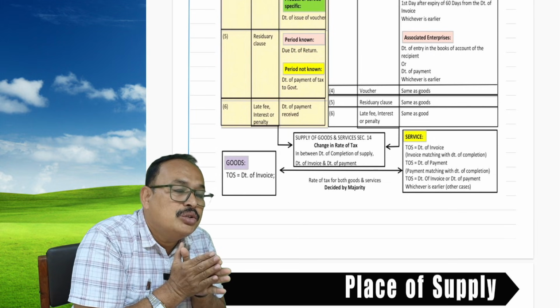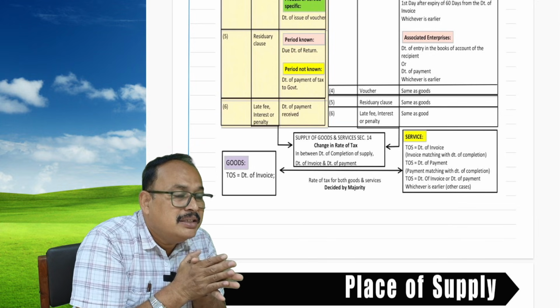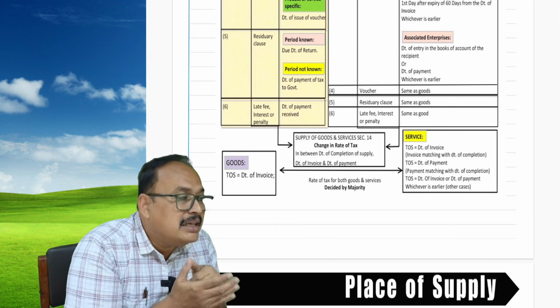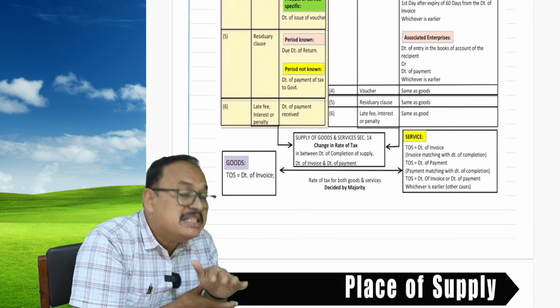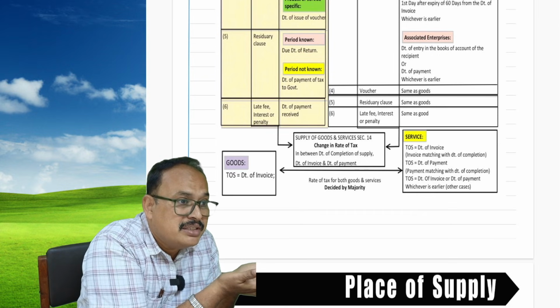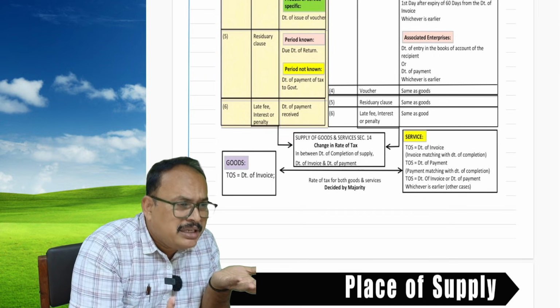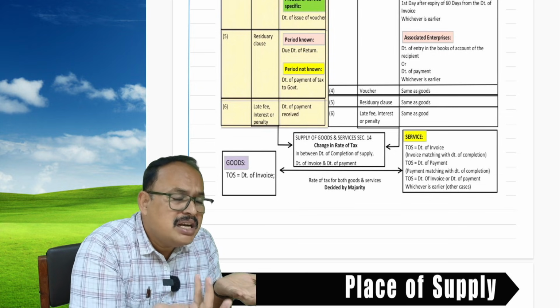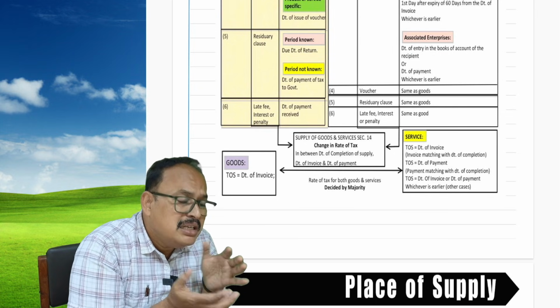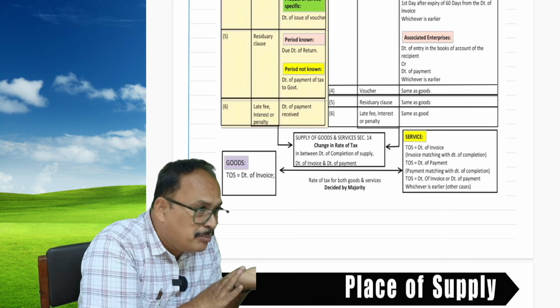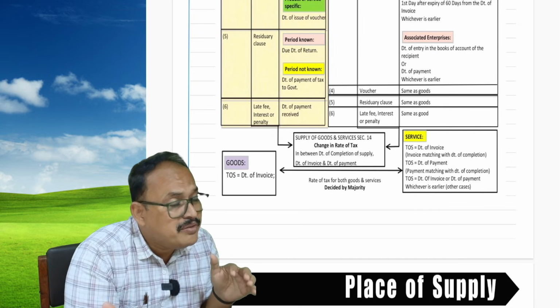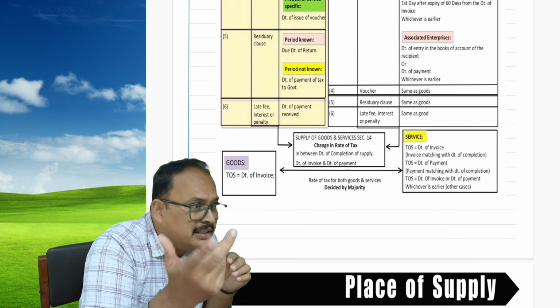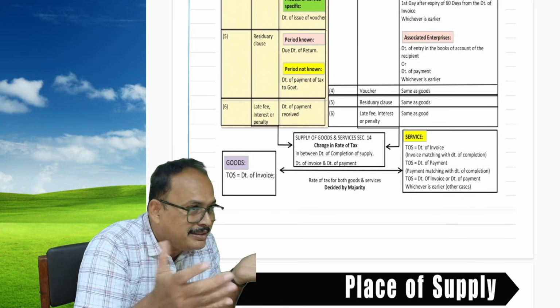With regard to time of supply, between date of invoice or date of payment, whichever is supporting the date of completion of service. If the invoice is supporting, the invoice date. If payment is supporting, the payment date. If neither invoice nor payment is confirmed with the date of completion of service, in that case, date of invoice or date of payment, whichever is earlier, is the time of supply. We refer to the regular class. Am I right or not?